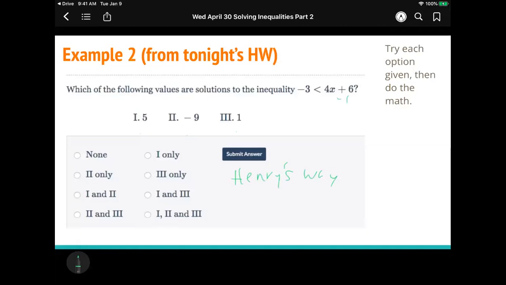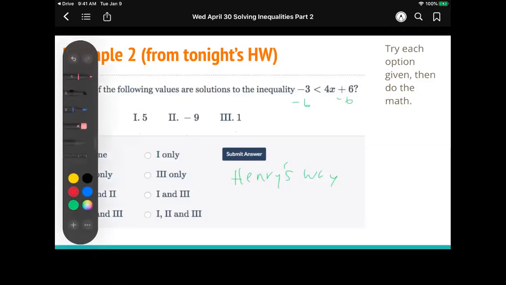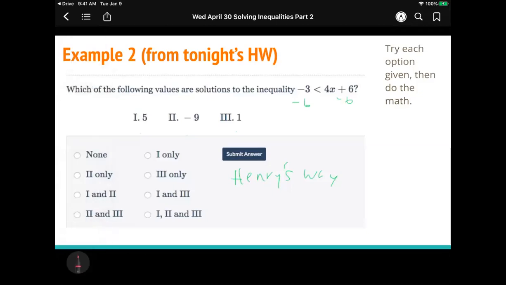Okay, so Henry wants to move this 6. That was not the way I was going to do it this time around, but that works. That is a good way to do it. I'm going to say Henry's way down here. So he's got -9 is less than 4x. And then what would you do, Henry?